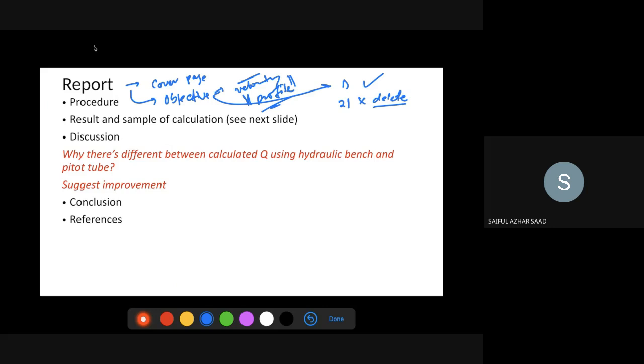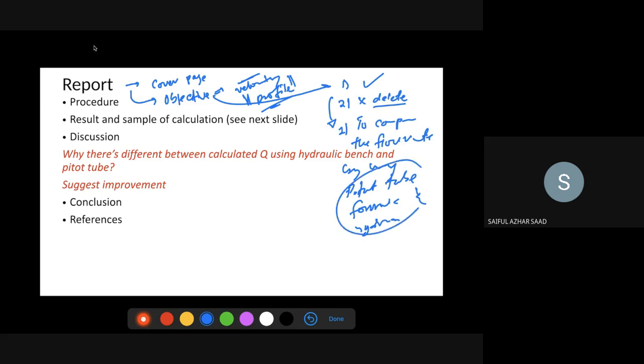But because only one objective looks quite short, for objective number 2, I will say: to compare the flow rates by using the Pitot tube formula and by using the hydraulic bench. So basically I want to compare these two data. And then after the objective, we have the procedures. The procedures should be straightforward, but you have to remember that you have to use the passive terms.